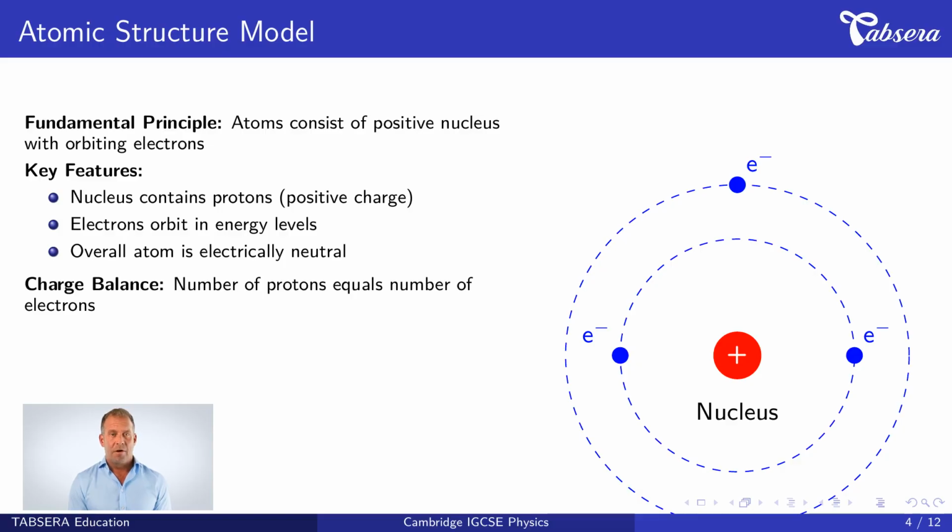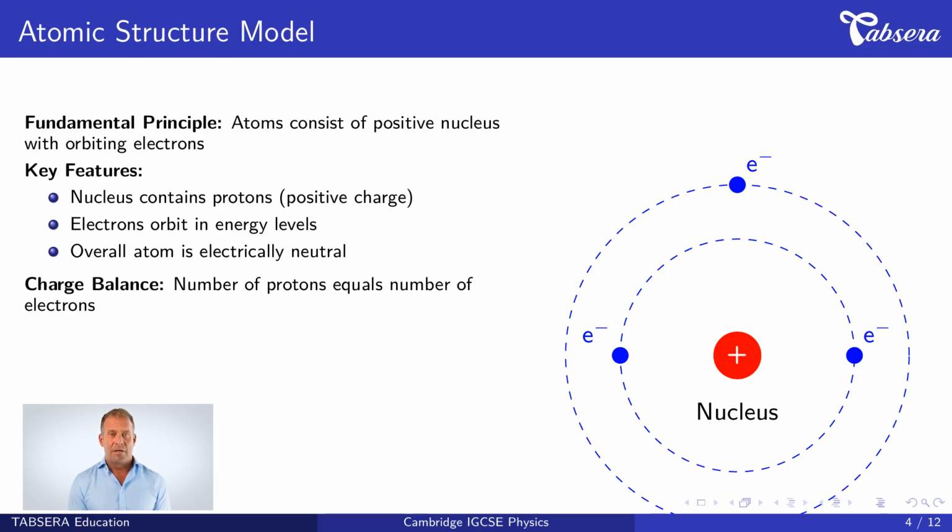Let's explore our first core concept, the atomic structure model. The fundamental principle states that atoms consist of a positive nucleus with orbiting electrons. This model explains how matter is organized at the smallest scale. Key features include: the nucleus contains protons with positive charge, electrons orbit in specific energy levels around the nucleus, and the overall atom is electrically neutral. Charge balance is maintained because the number of protons equals the number of electrons.